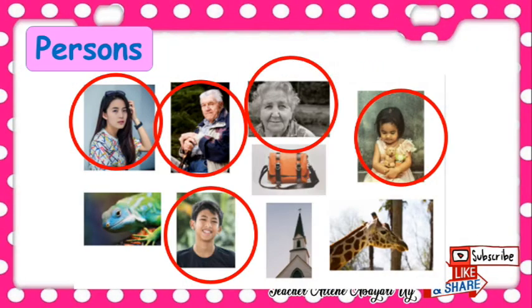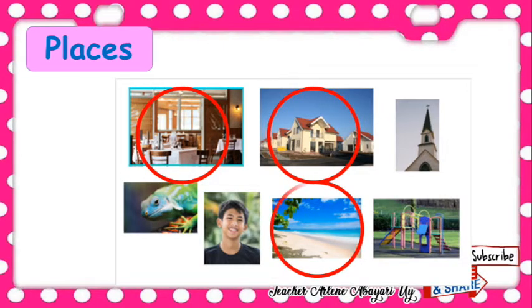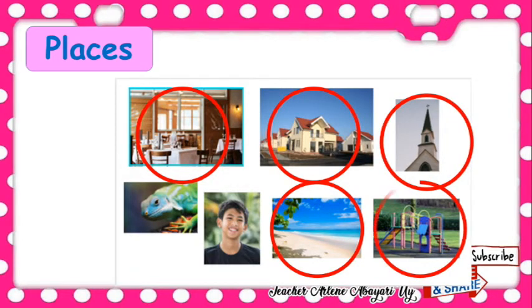Good job! Next, encircle all the names of places. Are you ready? Begin! Let's see if you got the correct answer. We have restaurant, houses, beach, church, and playground. Did you get the correct answer?